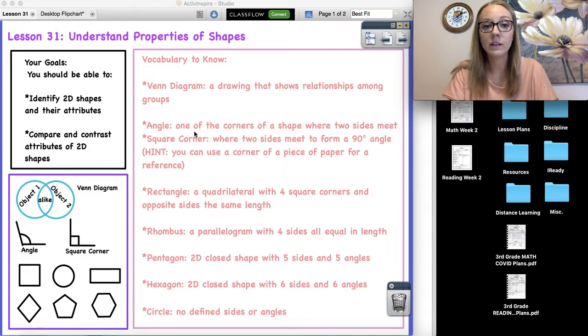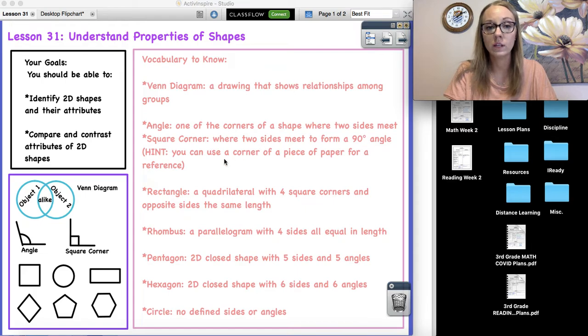An angle is one of the corners of a shape where two sides meet. So you have two sides of a shape and they come together, they're going to form an angle. Now, whether or not that angle is an acute, obtuse, or right angle just depends, which brings me to square corner. Square corner is a 90-degree angle. It is just where two sides meet to form a 90-degree angle.